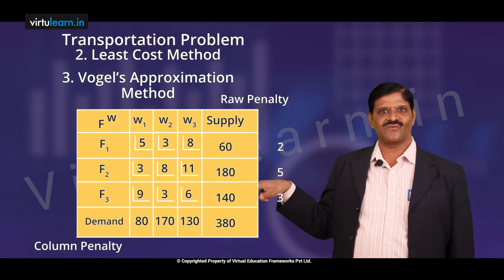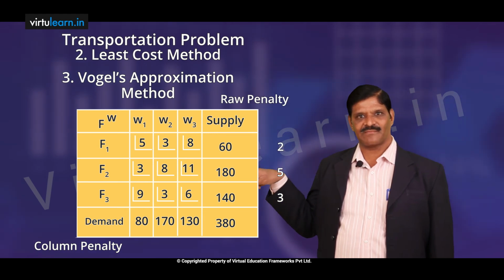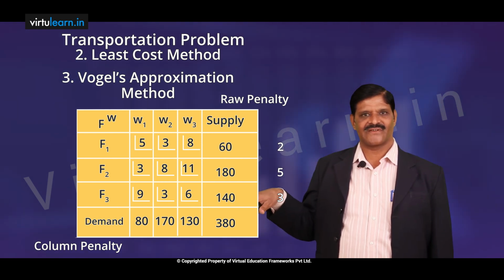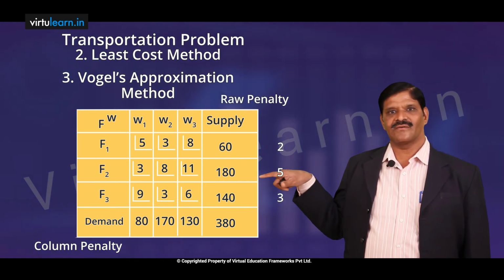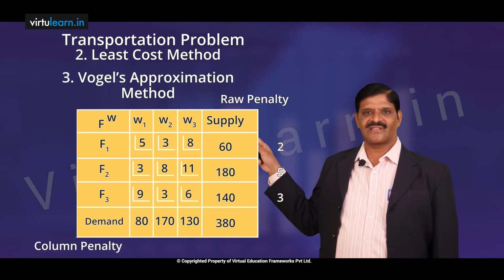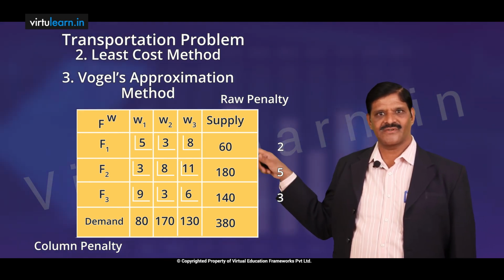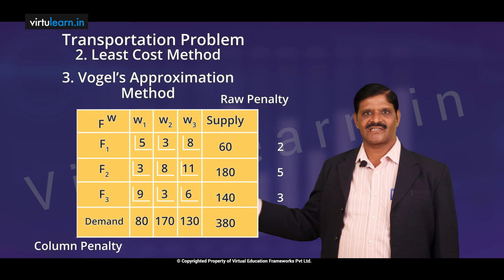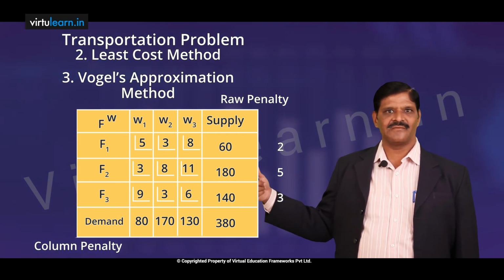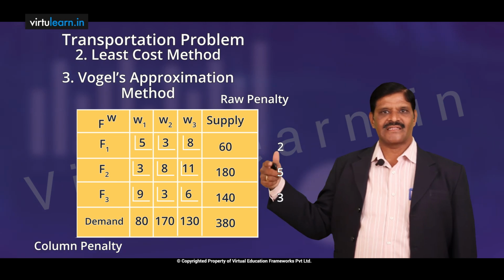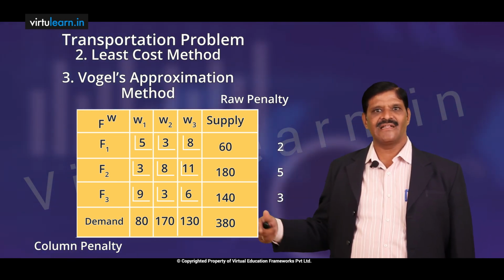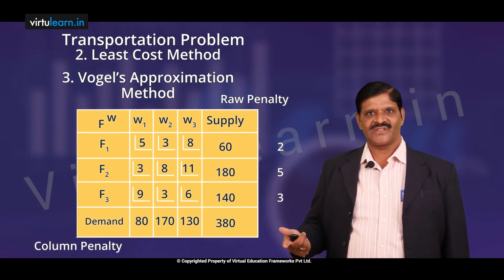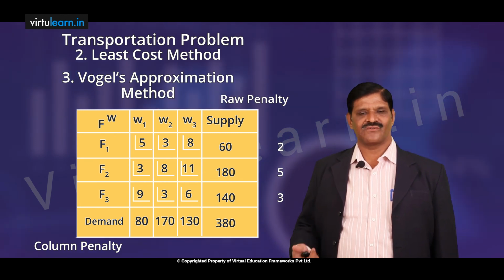Then once demand or supply is satisfied, that row or column becomes redundant. For the remaining rows or columns, we keep on writing penalties. Then again we identify the maximum penalty in a row or column and make the allocation. We go on likewise till the entire allocation is done, continuing with Vogel's approximation method. Once that is completed, we compute the total cost.